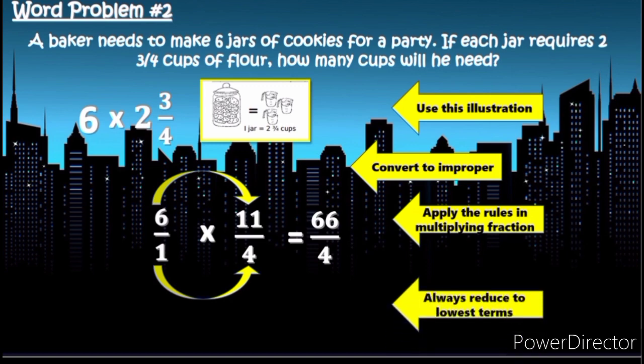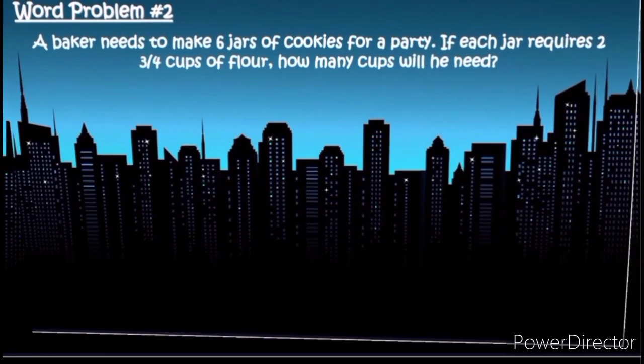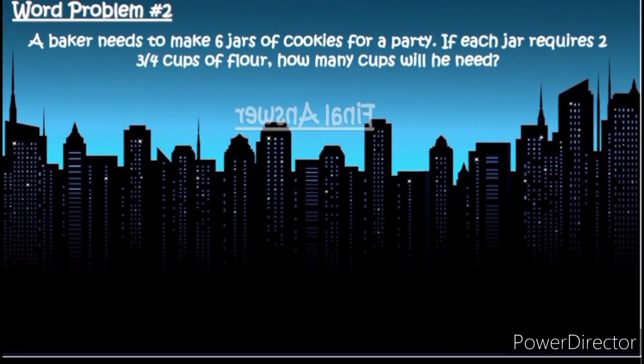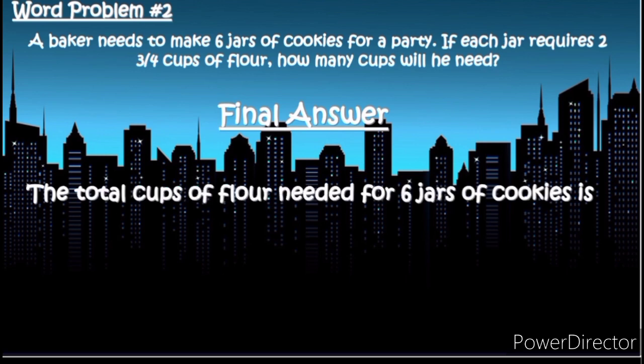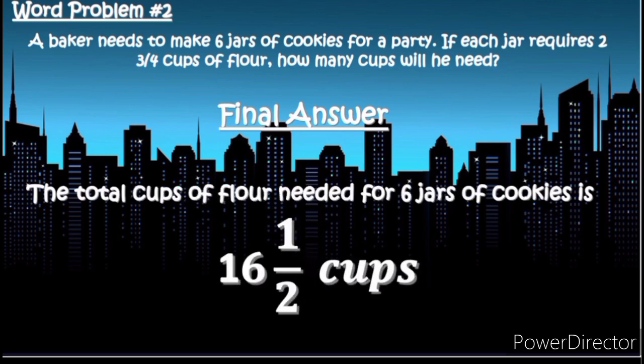Always reduce to lowest terms. 66 divided by 4, our final answer is, the total cups of flour needed for 6 jars of cookies is 16 1/2 cups.